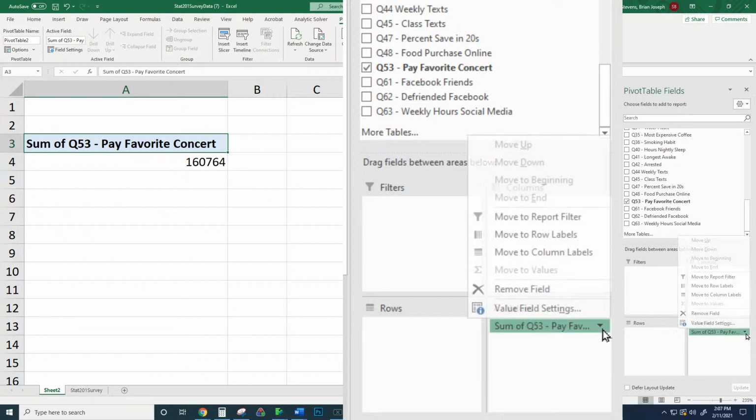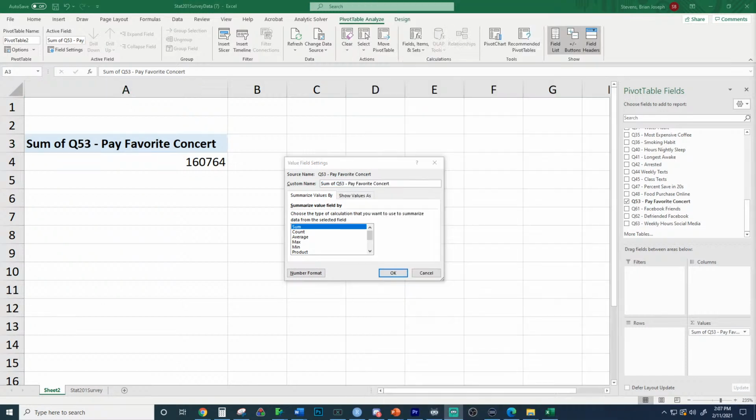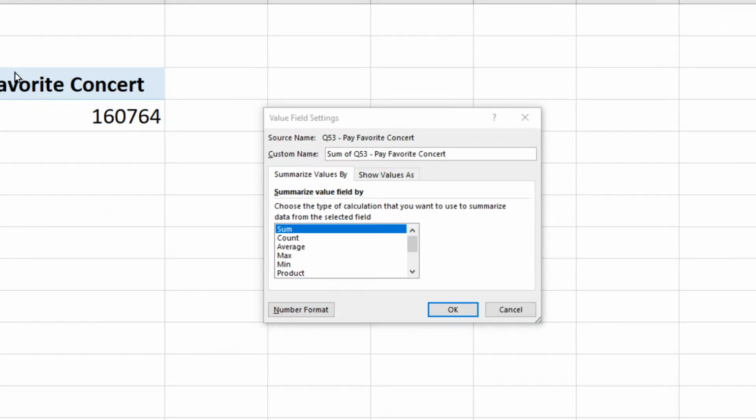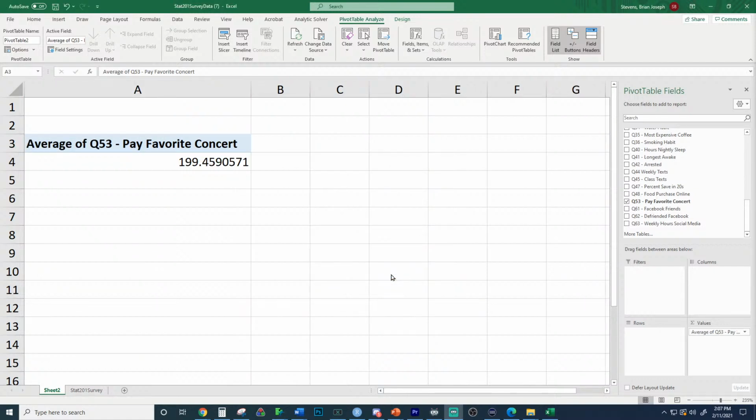We change this via the setting right here, the value field setting. So the value field setting is going to change the way that this is displayed. And we can see right here, I'll have to zoom in on it, but you can see the different options. And right now we have sum. You can't see it, it's a little bit off the screen. But if we change it to average, and I'll zoom back out here, with average, it's now going to show us the average.